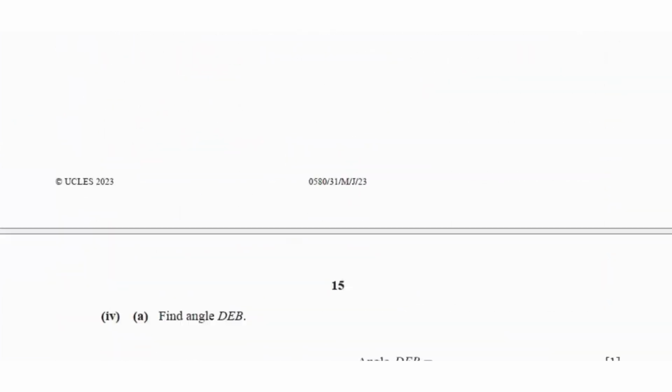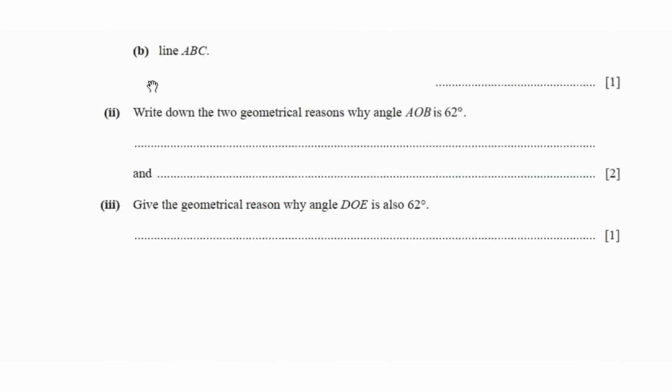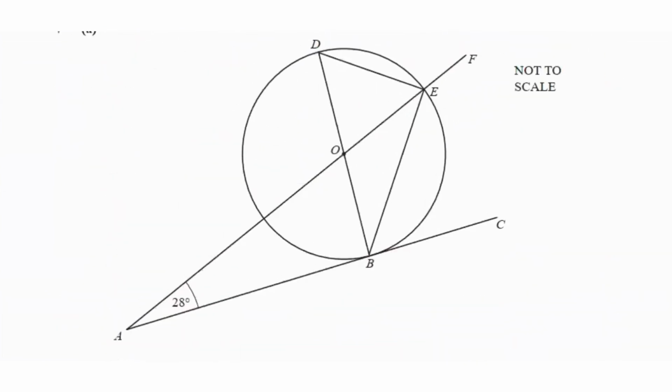And then lastly, find BEF. BEF is this angle. We know this is 59 because isosceles, 59 and 62. So we know the entire angle DEB was 90. So to find angle OEB, we will do 90 minus 59, which is going to give us 31.